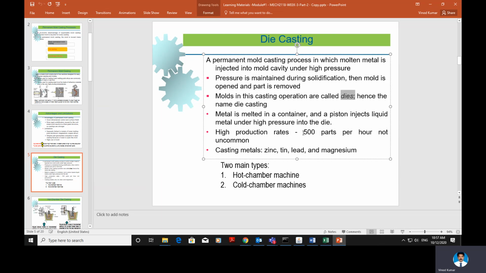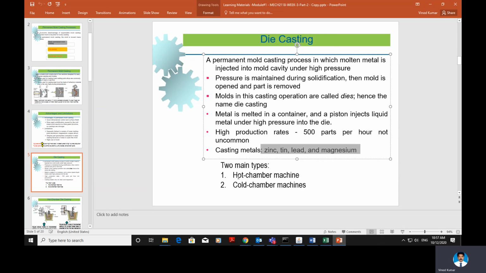Generally, high production rates like 500 parts per hour are not uncommon; we can produce 500 parts in 1 hour using die casting. This is the beauty of the process. Normally, we use zinc, tin, lead, and magnesium. These are the metals used for die casting.